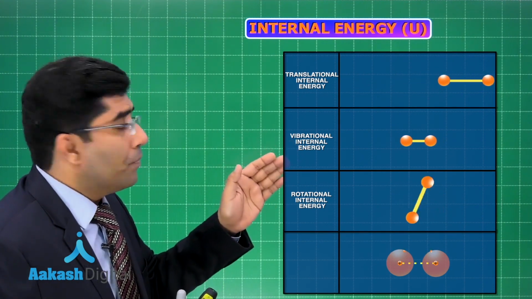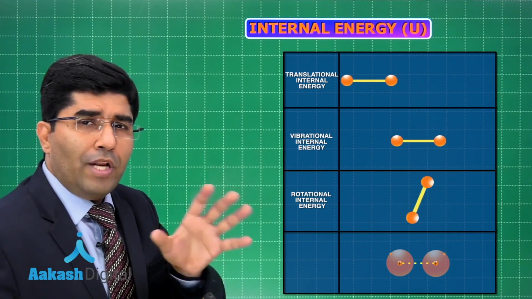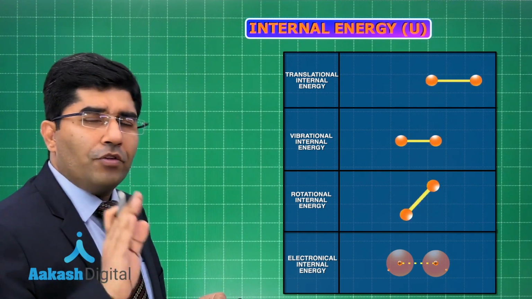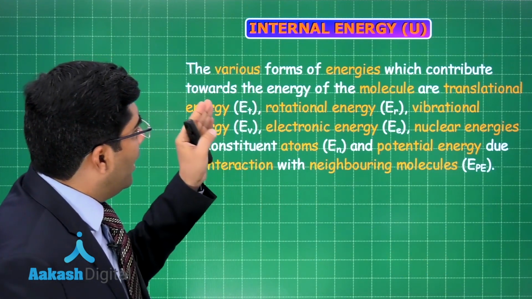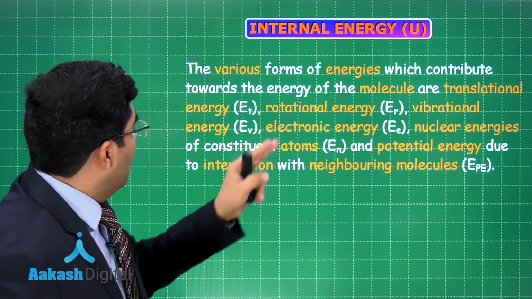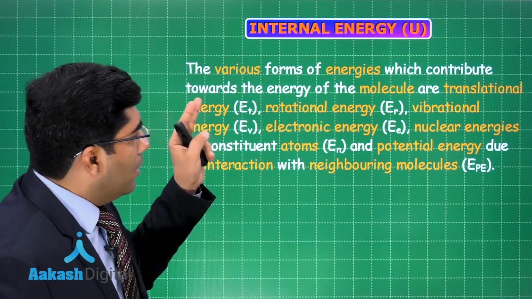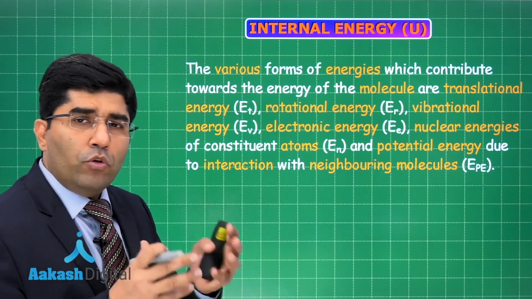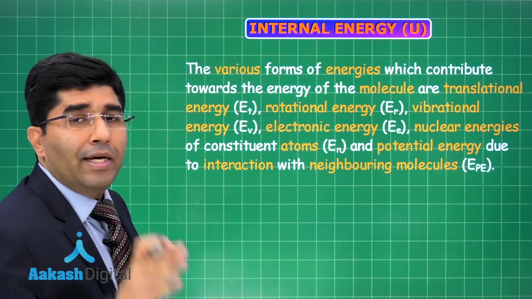molecules also, right? So due to that, the electronic attraction between the nucleus and outermost electrons, electronic energy is generated, right? That is called electronic energy. So the definition of the internal energy is the various forms of energies which contribute towards the energy of the molecule: translational energy, rotational energy, vibrational energy, electronic energy, nuclear energy, and the potential energy due to the interaction between the neighboring molecules. The neighboring molecules will also interact. So due to that, the potential energy will be generated. So the sum of all these energies is called internal energy.